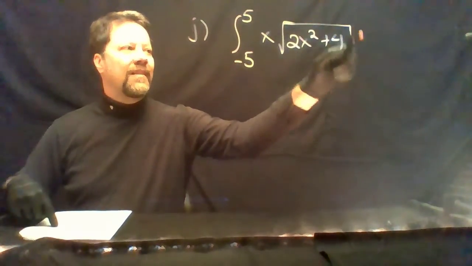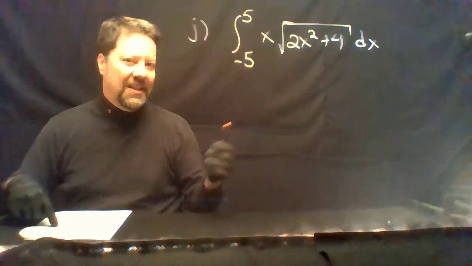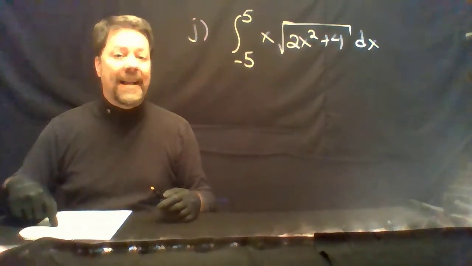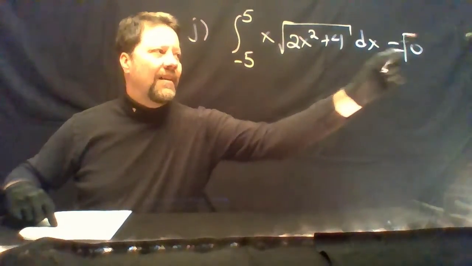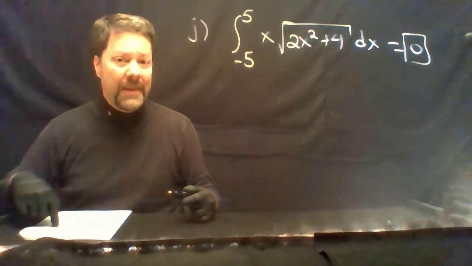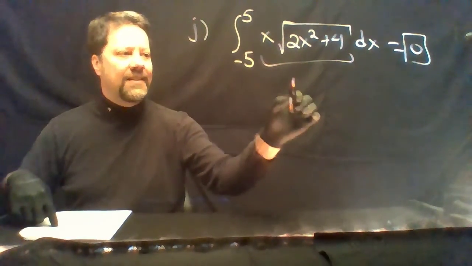On part J, we're integrating from -5 to 5, x square root of 2x squared plus 4 dx. This looks a lot like the last problem, but it has a much simpler solution. The answer is 0 immediately, and that's because the integrand is odd.